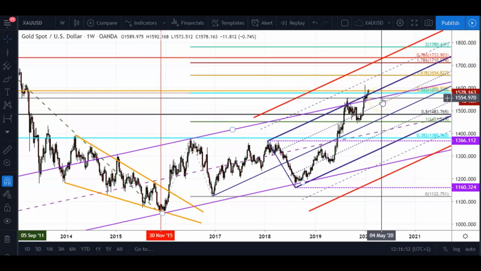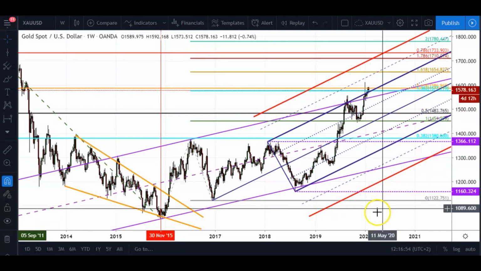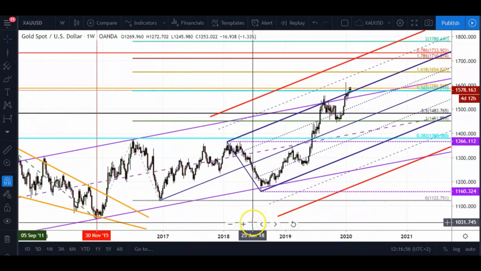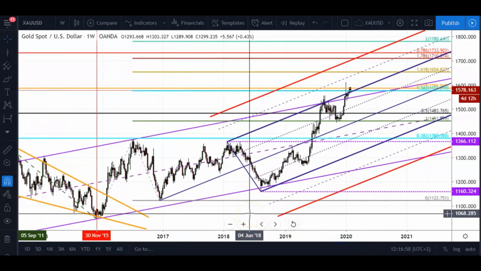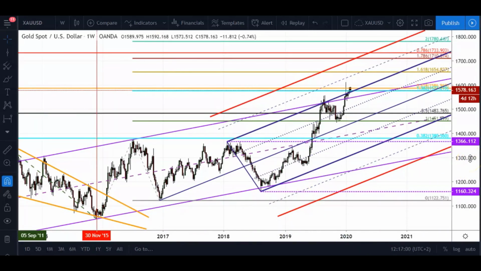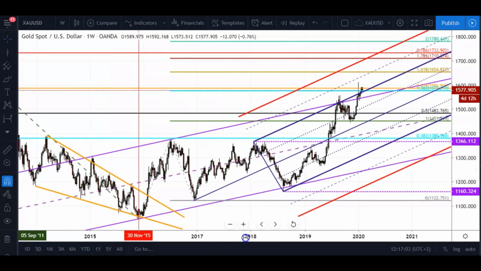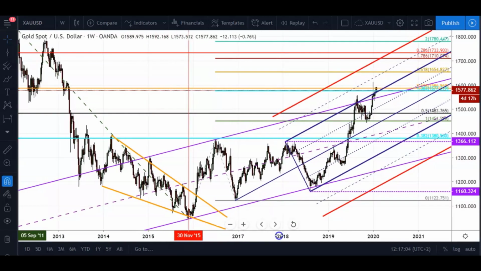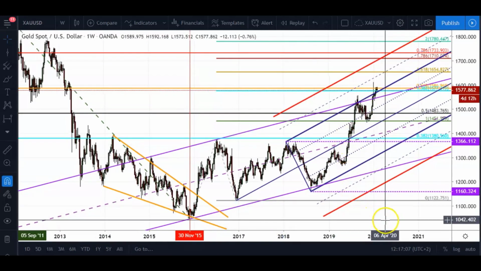Also, depending on what happens in the world economy at the moment, the trade negotiations with China and all those sort of things, Trump's impeachment, we'll just have to wait and see. But my long-term bias is to the upside.